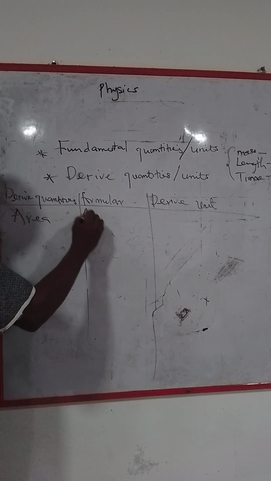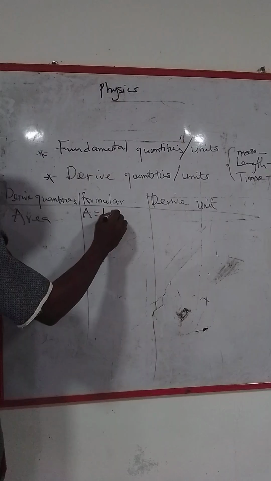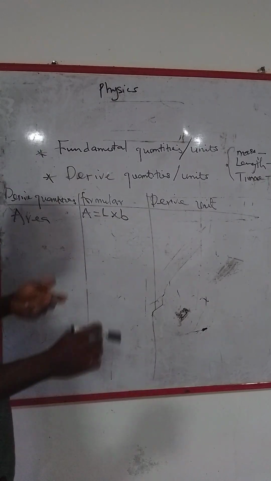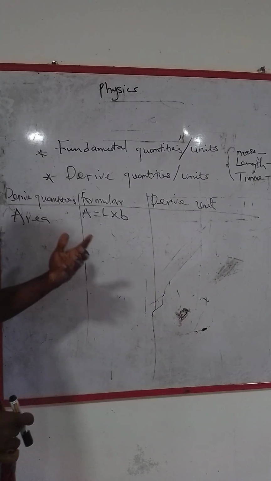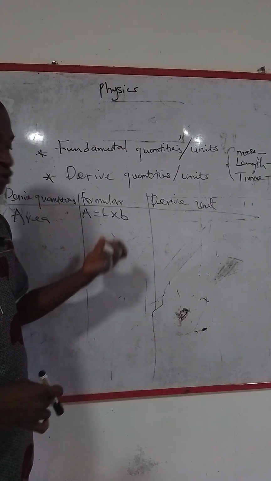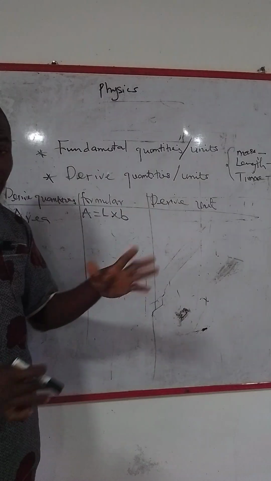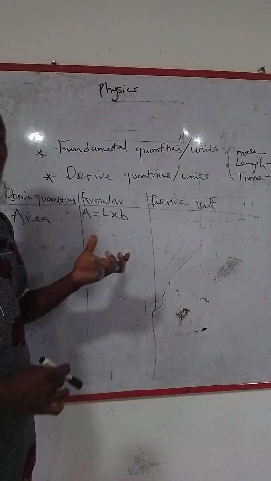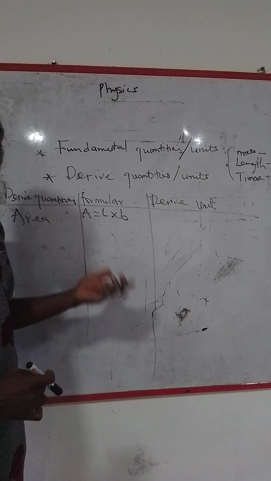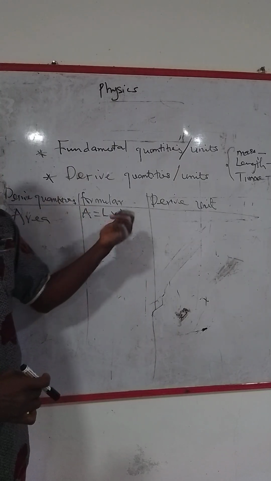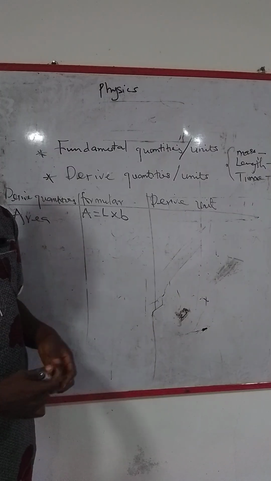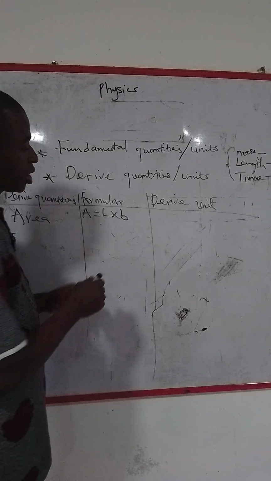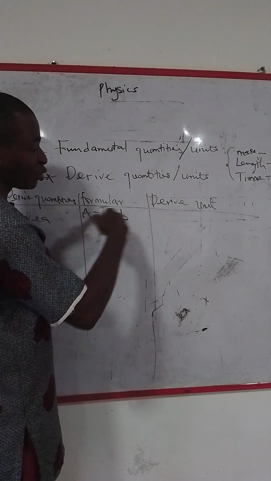Area. The formula for area is equal to what? Length times breadth. This is just a general formula for a rectangle. This formula, length times breadth, was used to derive the formula for other shapes. But the simplest of all is the formula of a rectangle, which is length times breadth. Like I said earlier, in physics, breadth is length. So we're going to use the unit of length in both cases. Please take note of that.